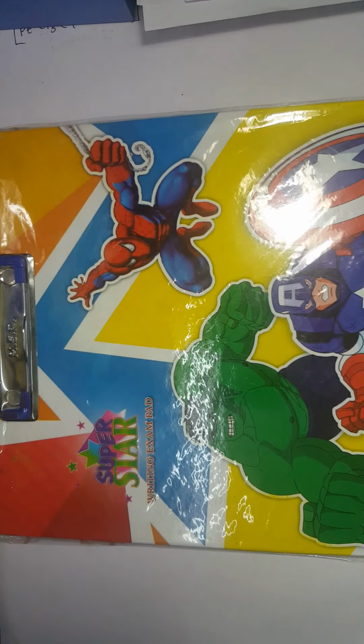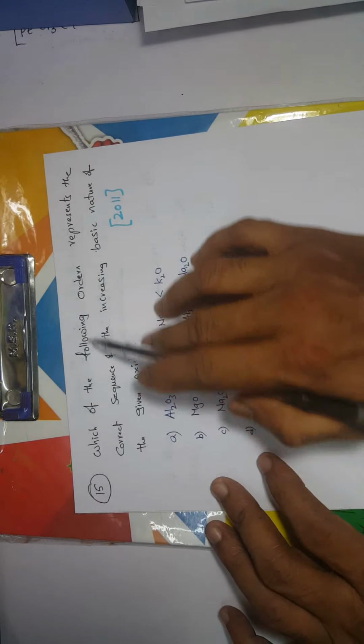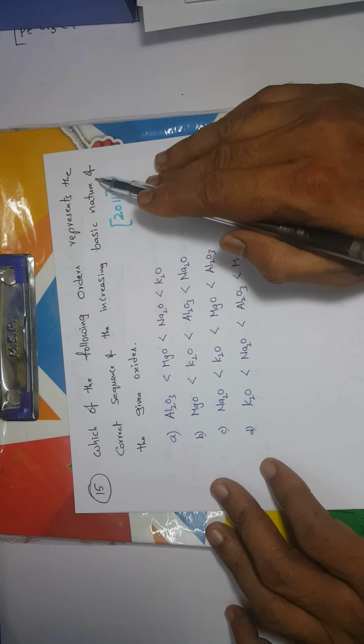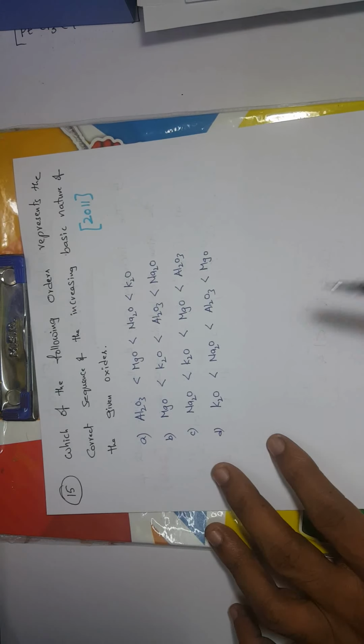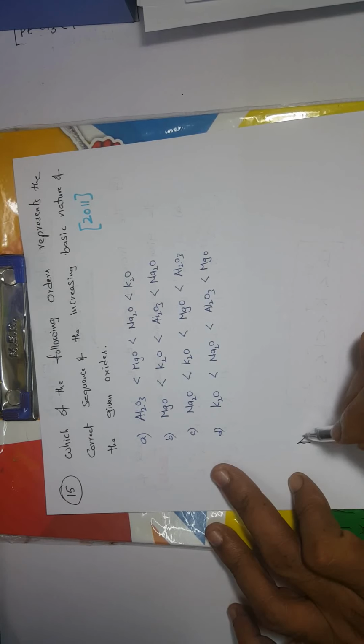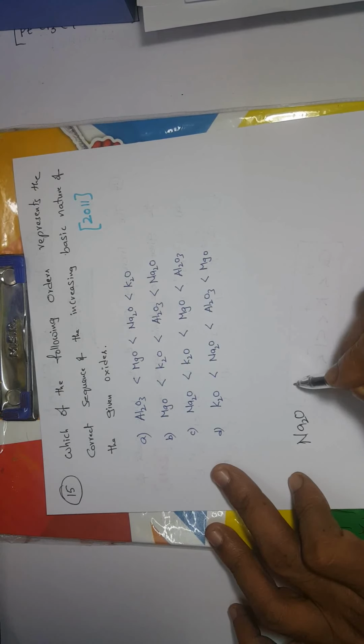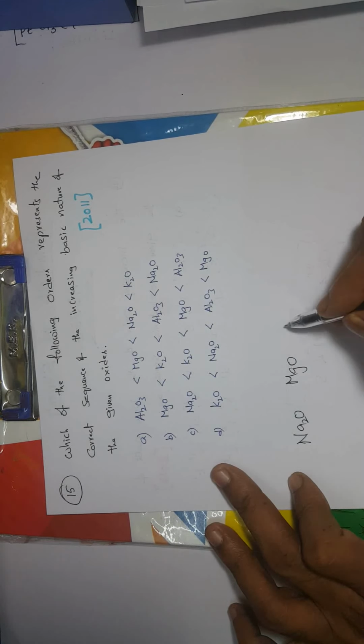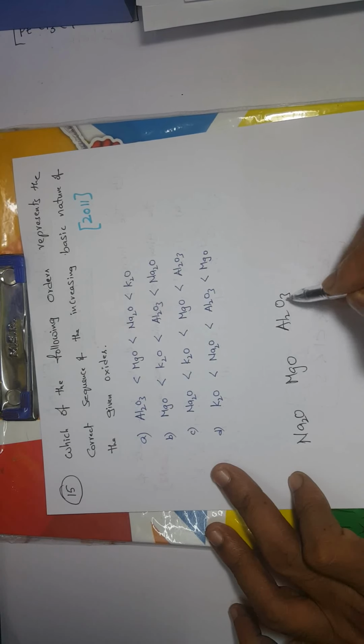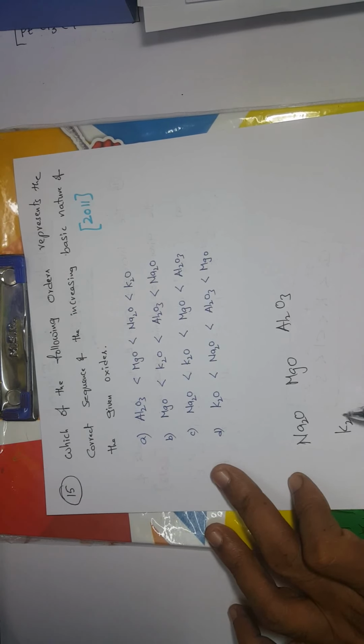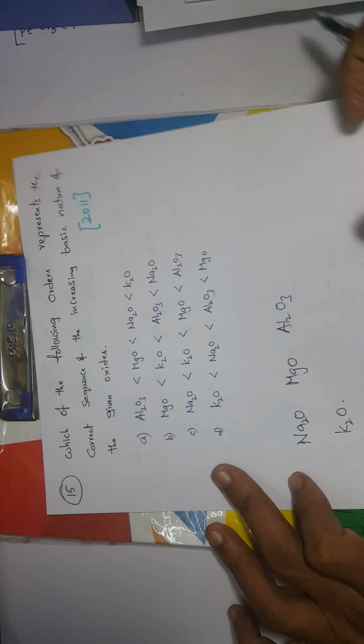Okay, so the next one is: which of the following orders represents the correct sequence of increasing order of basic nature? What are the oxides they have mentioned? Na2O, MgO, Al2O3, and K2O. So these are the oxides they have given.